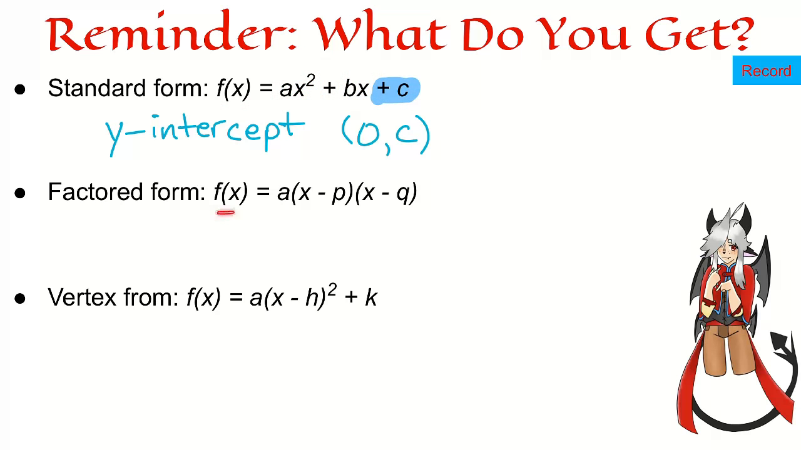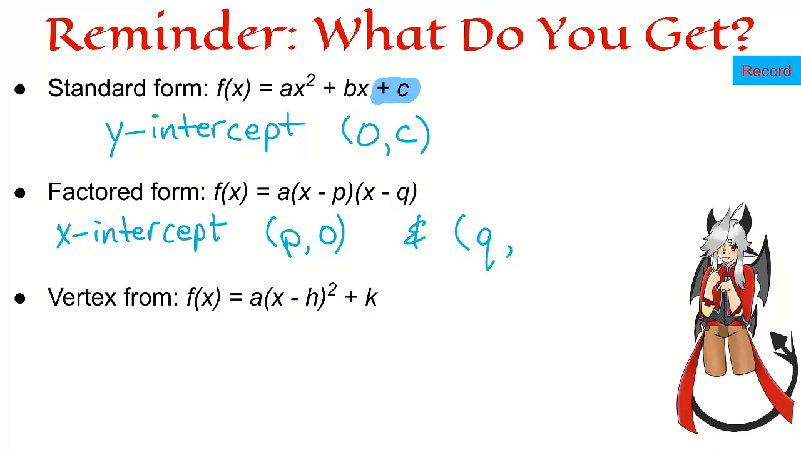All right, now in factored form, what do we get from factored form? Anyone willing to go out on a limb this morning? You get the x-intercepts. And that was Vincent? Awesome, Vincent. Yeah, you get the x-intercepts. And so one of the x-intercepts is (p, 0). So when x is p, y is 0. And the other x-intercept is (q, 0).